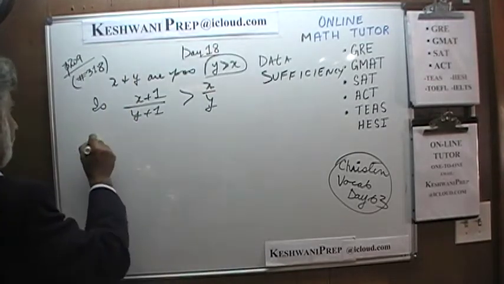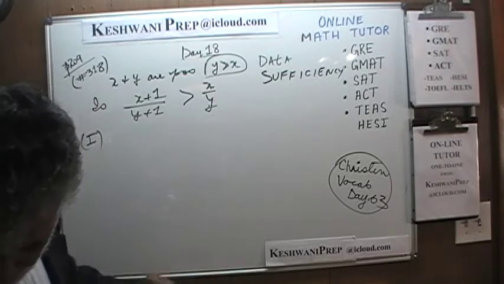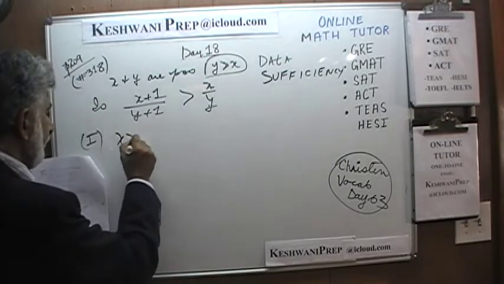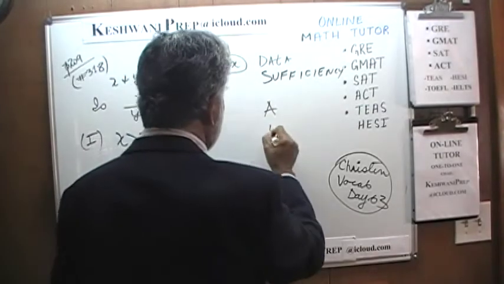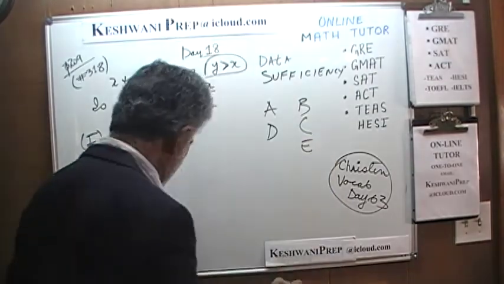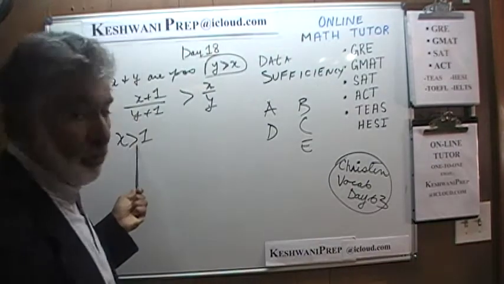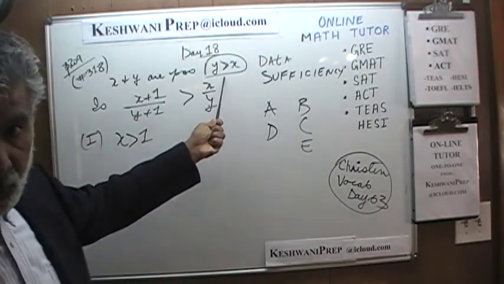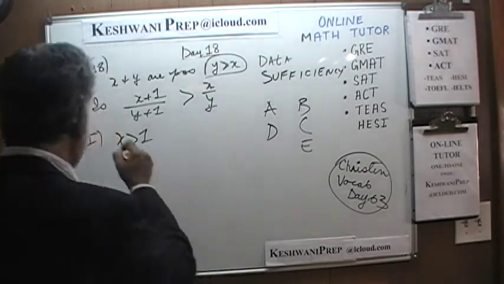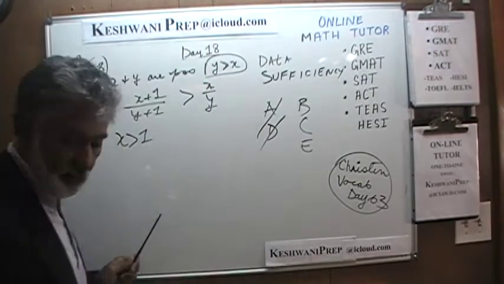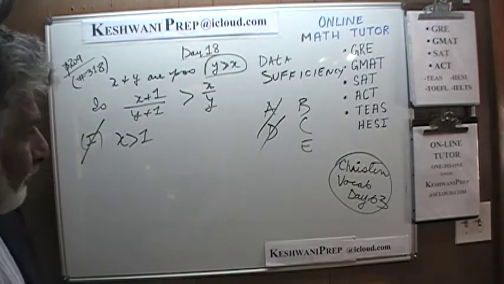Let's see what they tell us in statement 1. Statement 1 tells us that x is greater than 1. It's good to know that, but simply knowing that x is more than 1 tells us nothing at all about whether or not x is greater than y. We don't care whether x is greater than 1. Is it greater than y or less than y? That's what we want to find out. First statement by itself is not enough. The answer cannot be A or D. Answer would have to be either B, C, or E.